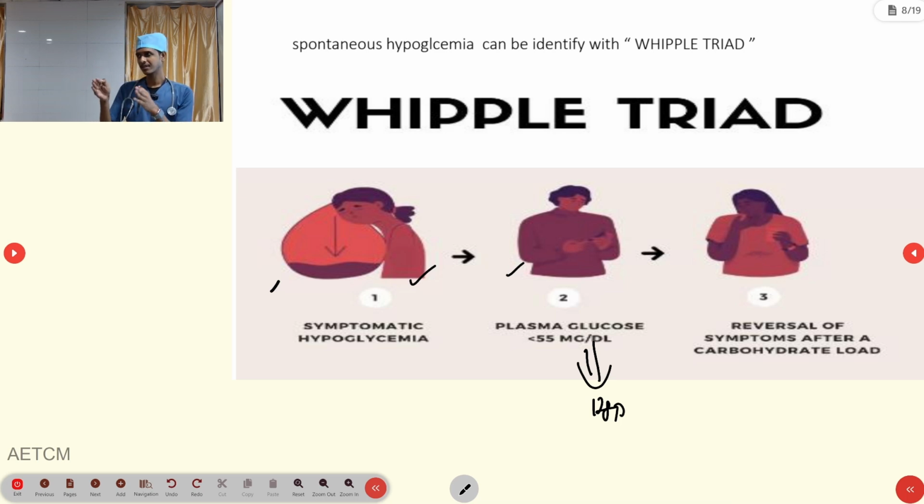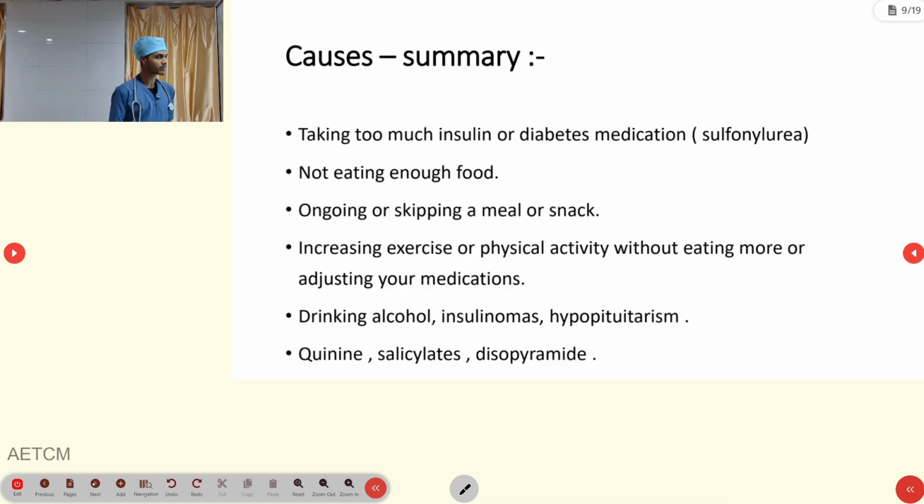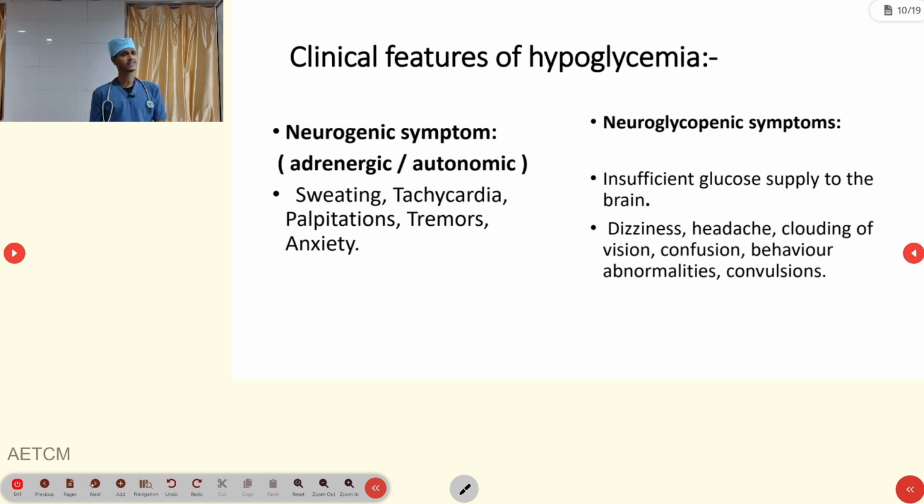So if the person has misused human Actrapid, at least you have to treat for 4 to 6 hours, or more than 6 hours the person needs treatment, and only then will the symptoms resolve. So that is the way you can differentiate. By Whipple's triad, you can differentiate spontaneous from reactive hypoglycemia. That is the same thing, only a summary. And then clinical features are also the same.